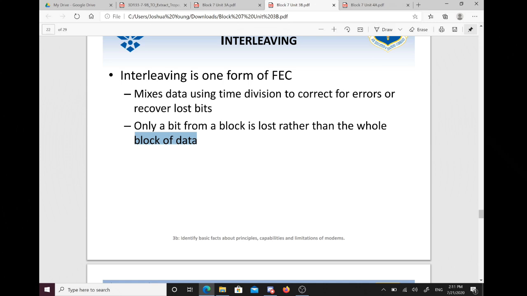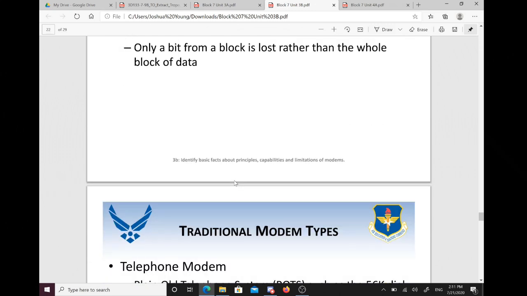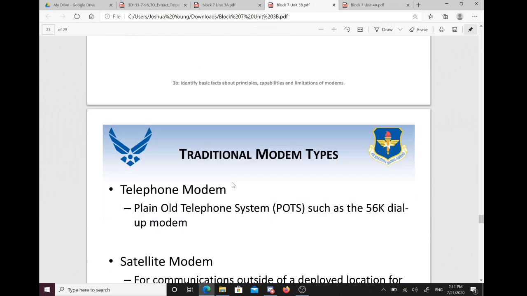But with interleaving, because we're using time division instead, anytime we lose information, it's only a bit versus an entire block. So it's just less information, it's more efficient.